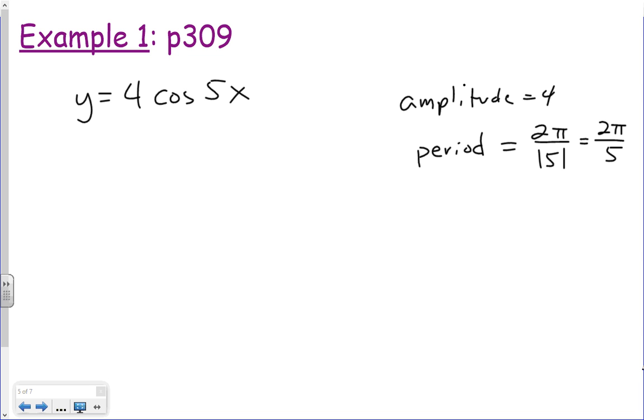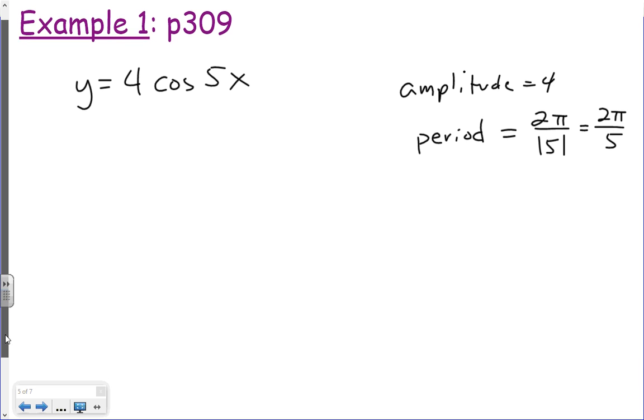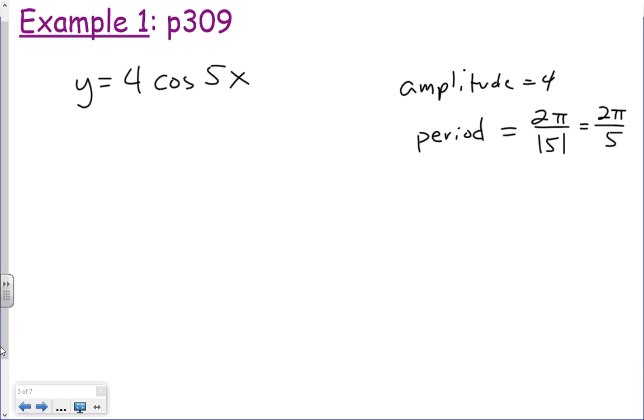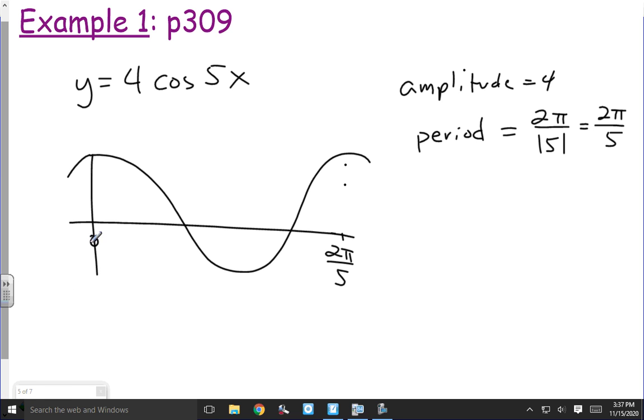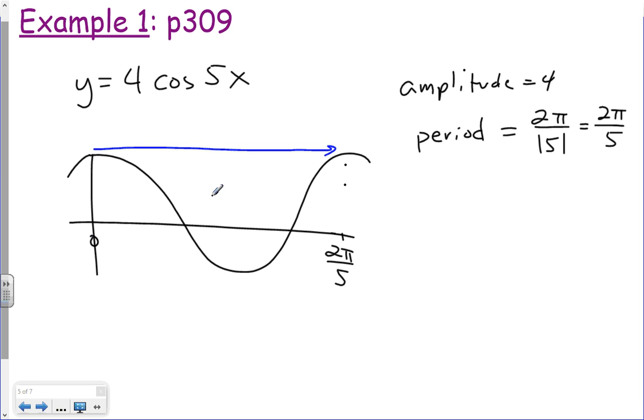With that, I should be able to sketch this. I know what cosine looks like, so I've just stretched this thing in these two directions, so I should be able to sketch it and mark those things on my graph. If I just sketch a standard cosine function, which looks something like this, this of course is at 0, and since the period of this thing is 2 pi over 5, that means this must be at 2 pi over 5, because the period tells me how far it is from this high point to the next high point, right? That has to be 2 pi over 5.